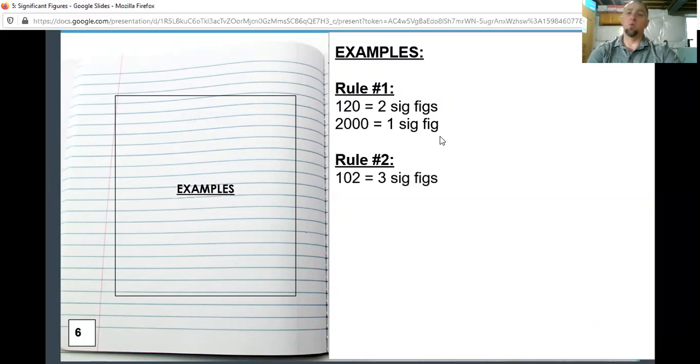So if I look at the number 102, now that 0 is significant because the 1 is significant, the 2 is significant, and so therefore the 0 that's between them is also significant. So in that number, we have 3 significant digits.